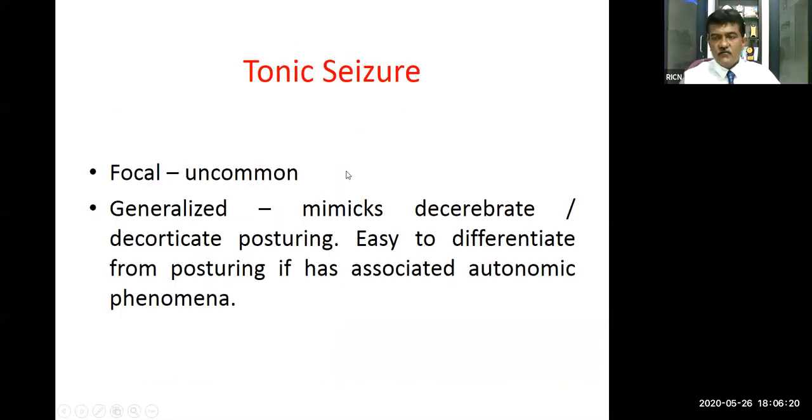So in clonic seizure, focal is uncommon, generalized is more common. When they present, generalized clonic seizure can mimic decerebrate or decorticate posturing. If it is associated with autonomic phenomena, like I told, bradycardia, tachycardia, or dilation of the pupil, it can be easy to differentiate the seizures from the decorticate and decerebrate posture.